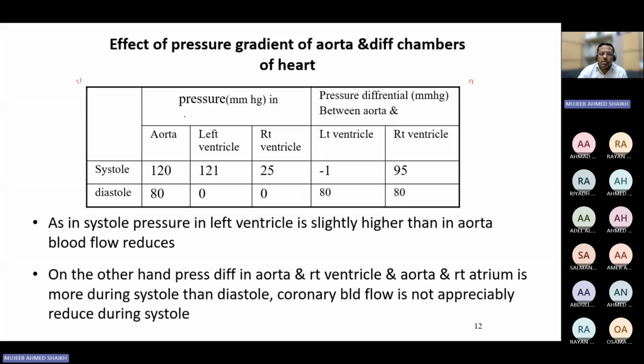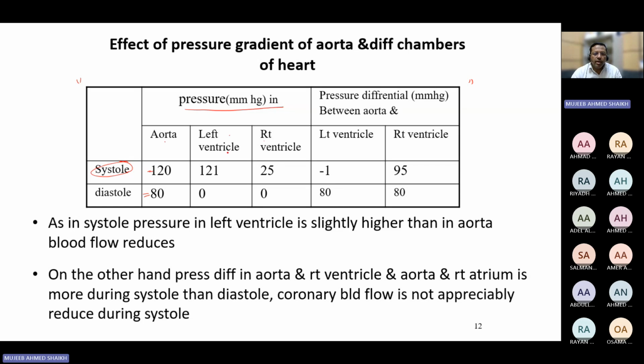What are these numbers showing? Here it is showing pressure in millimeter of mercury in where? Aorta, left ventricle and right ventricle. So during systole, what is the aortic pressure? 120. And during relaxation, what is the pressure in the aorta? 80 millimeter of mercury.